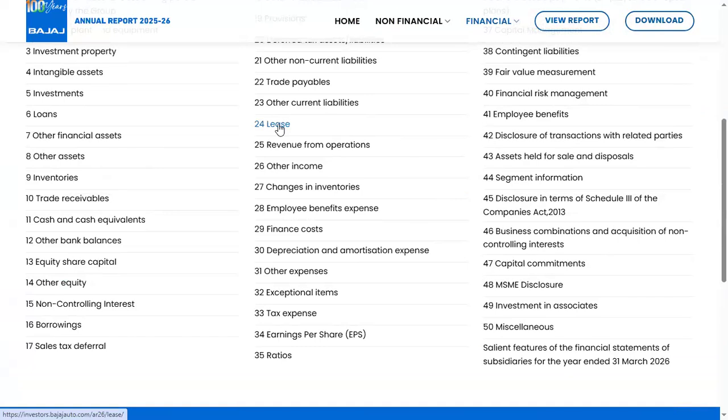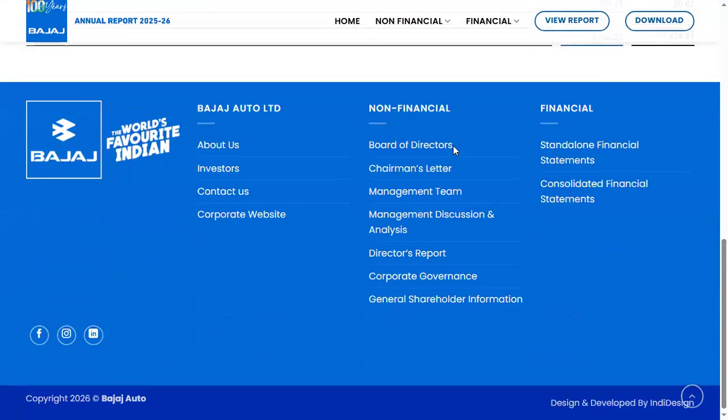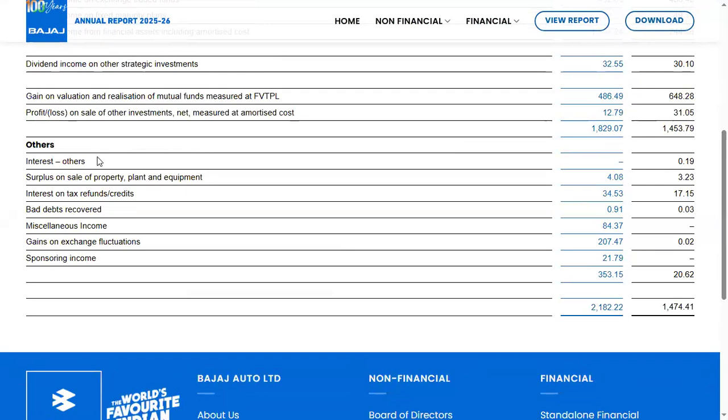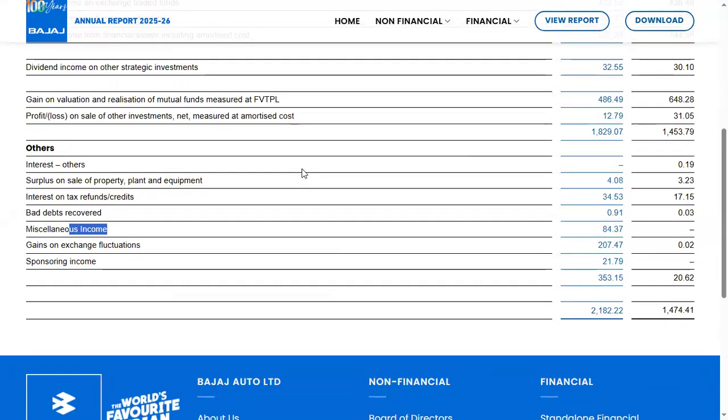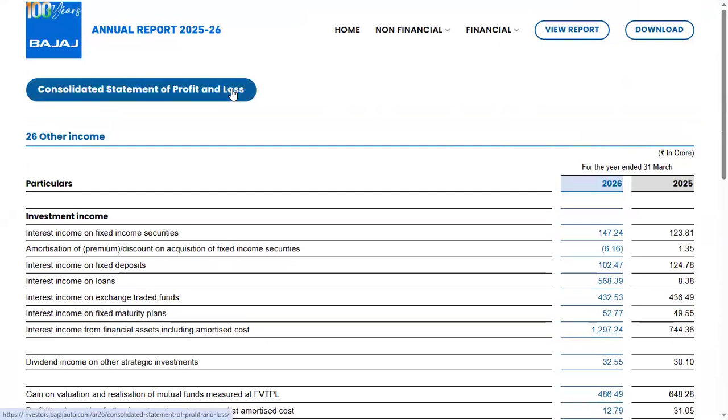Suppose in this case, I want to talk about other income. This is my disclosure: what are the other assets? I have interest, I have surplus, I have tax refunds, I have bad debts recovered, and so on. So, other income, I have the details about what the things are explained in the balance sheet.